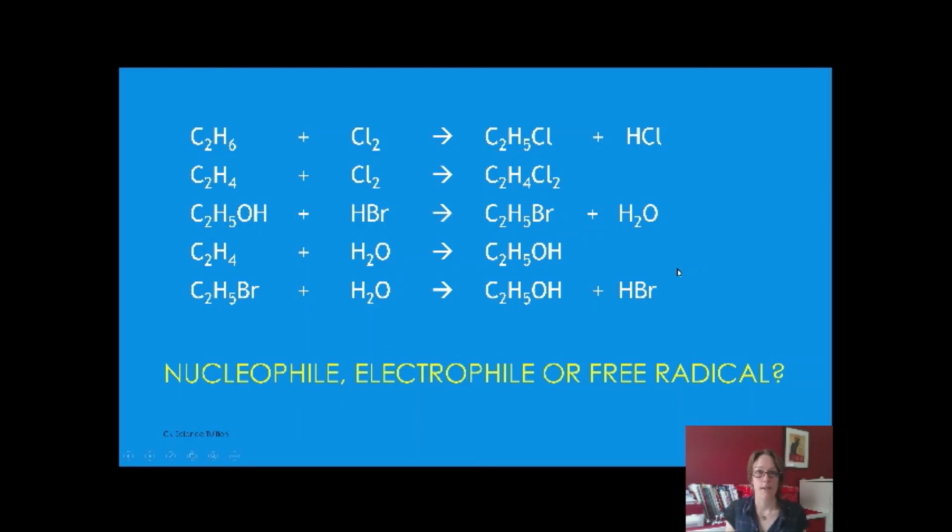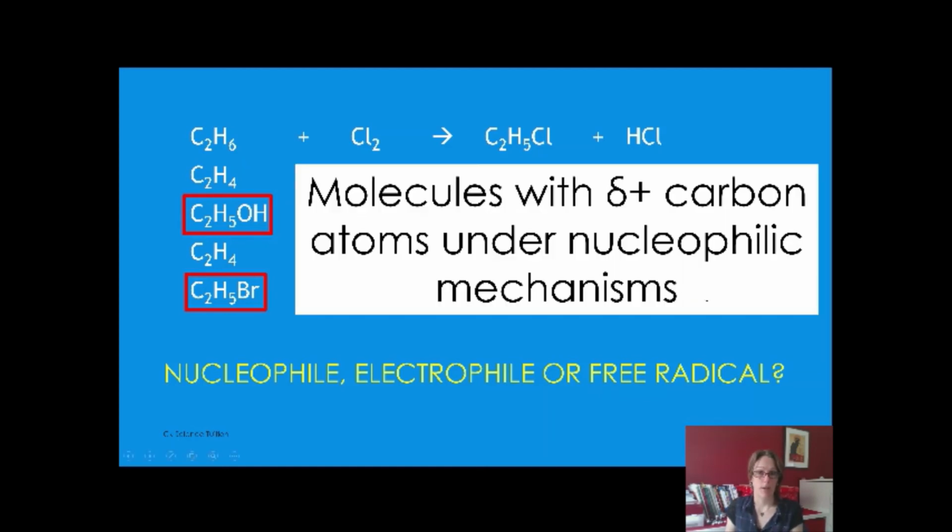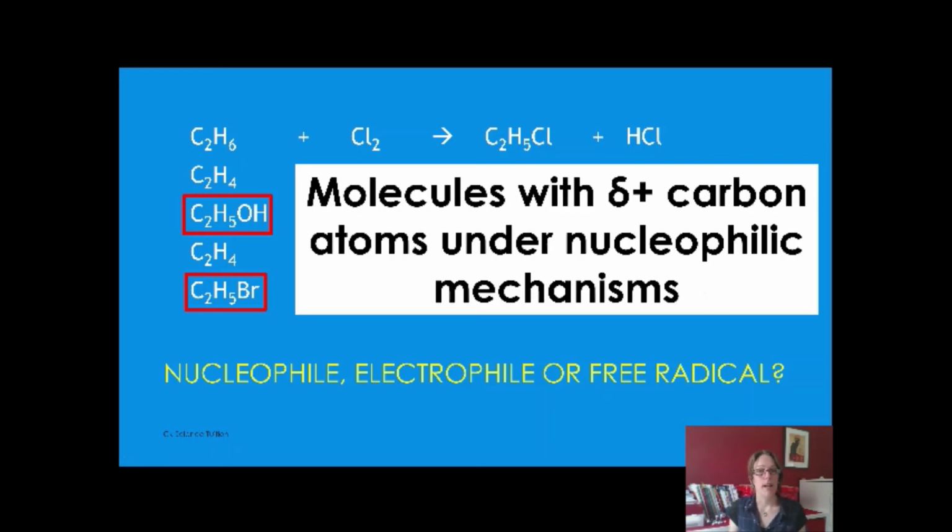What else do we have present? Well, I'm going to select these two compounds now. They're not the same compounds: we've got an alcohol and a halogenoalkane, or haloalkane, depending how you want to describe it. But what they do have in common is they both contain an element other than carbon, so oxygen and bromine, or an element other than carbon or hydrogen, which means they have a polar bond. And if they have a polar bond, it means that one of the carbons in those molecules will be positively polarized. And so any molecule that has a delta positive carbon will undergo nucleophilic mechanisms.